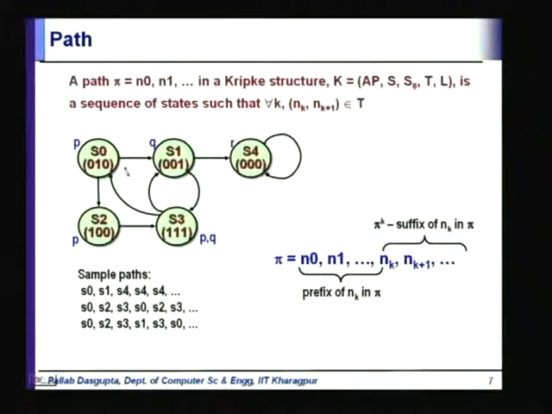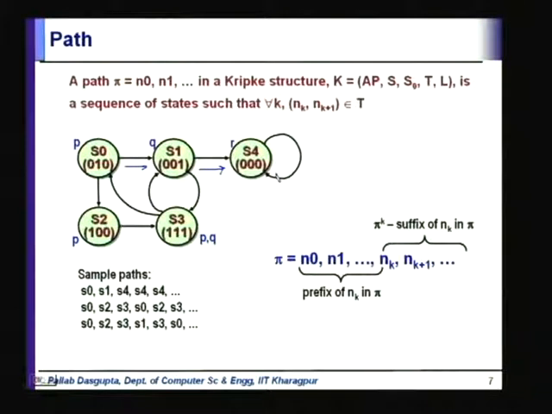Finite or infinite? Finite number of possible paths. Okay, now look at this case. I start from here, go here, right. Then I go here and get stuck here.